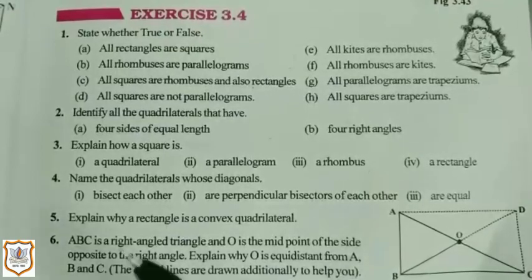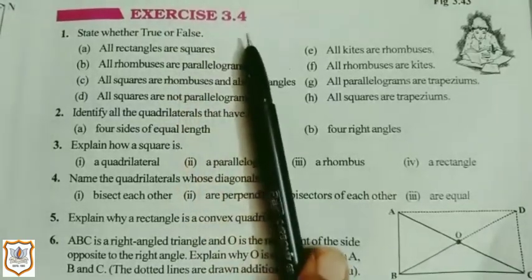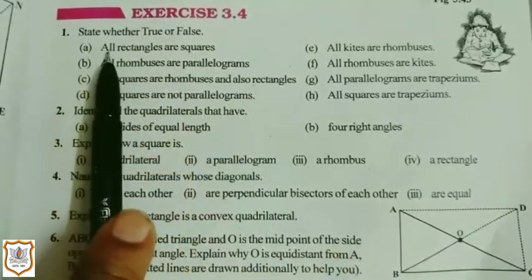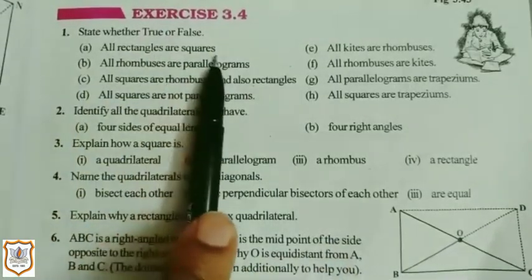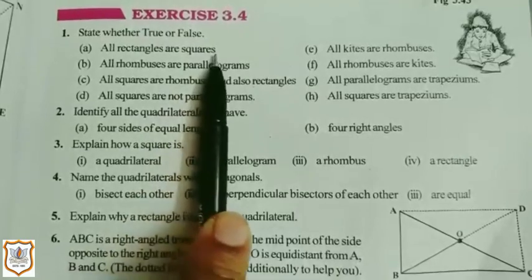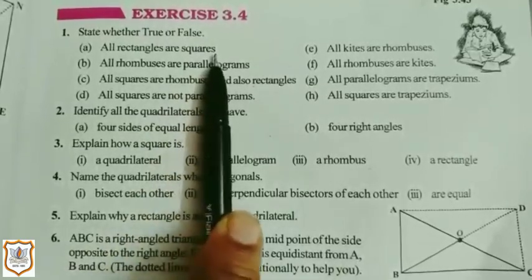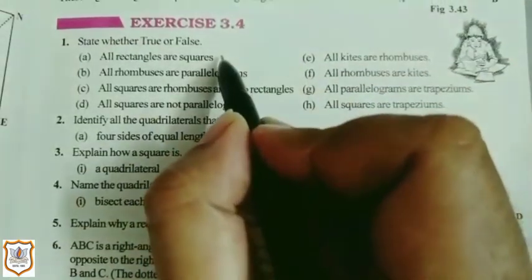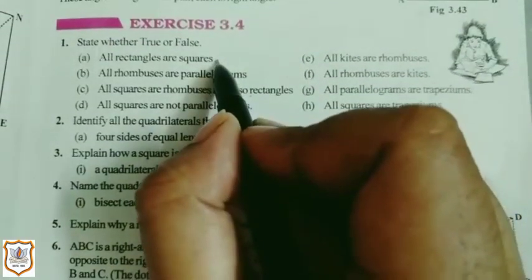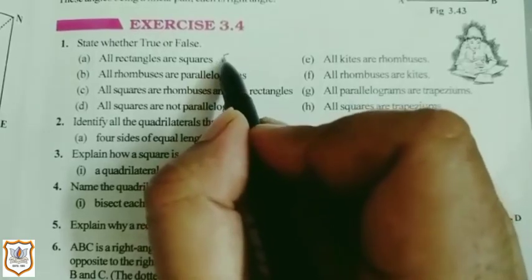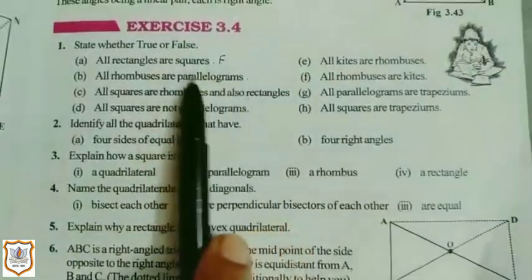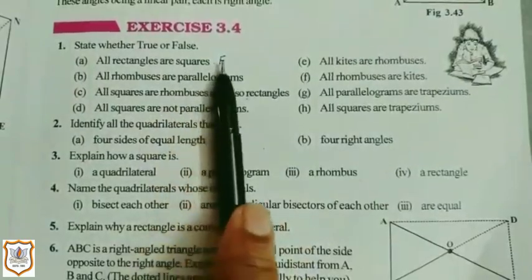Students, let's start exercise 3.4. First, state whether true or false. First is, all rectangles are squares. So this statement is false because in a rectangle opposite sides are equal, but in a square all sides are equal.